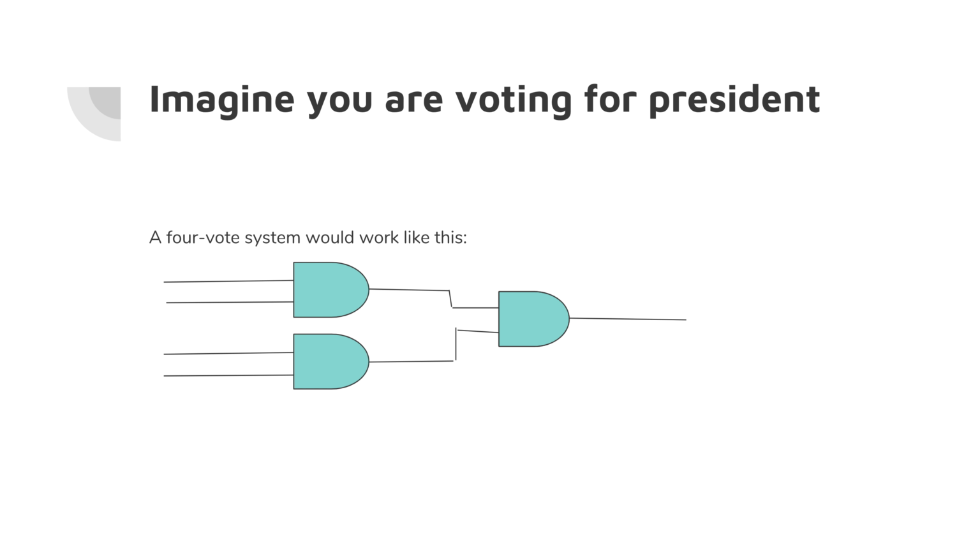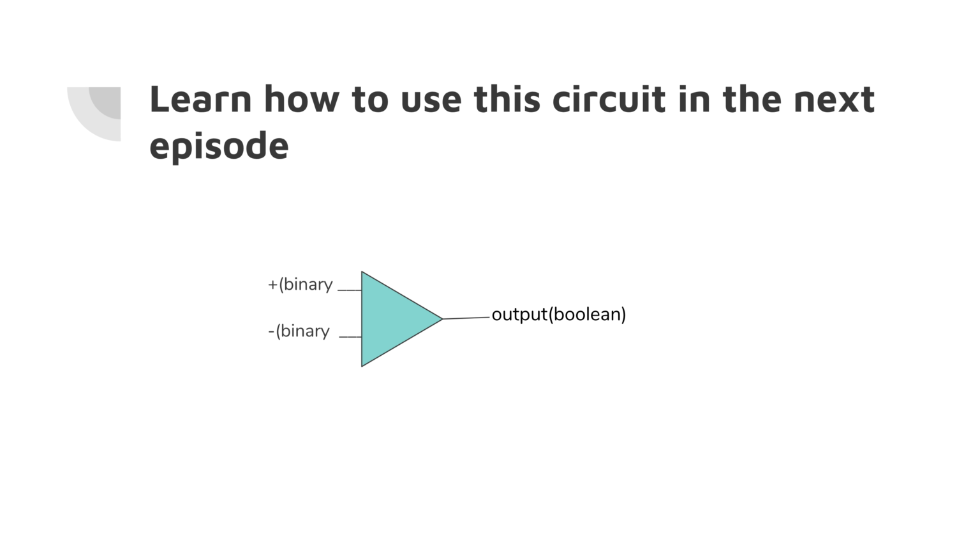Well, what is the solution? Oh, okay. So in the next episode, we're going to learn what this circuit is and what it is called. So it takes in 2 binaries. One of them is a positive wire and one of them is a negative wire. I forgot to put closing parentheses. And they go into this special circuit that outputs a Boolean.